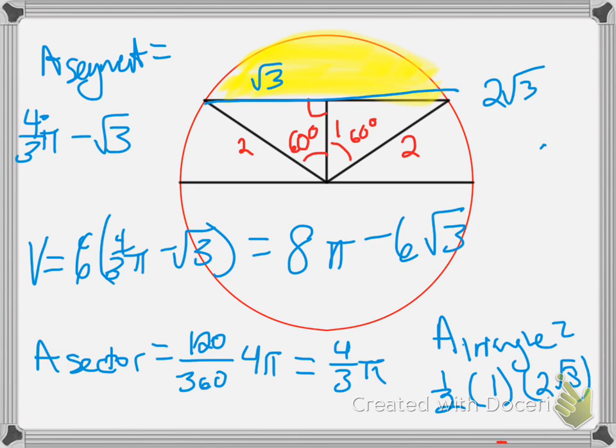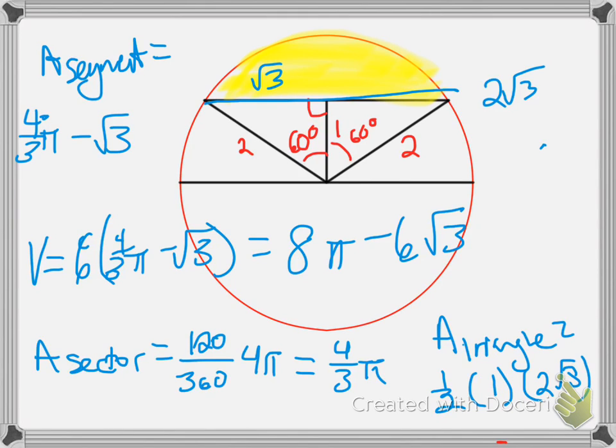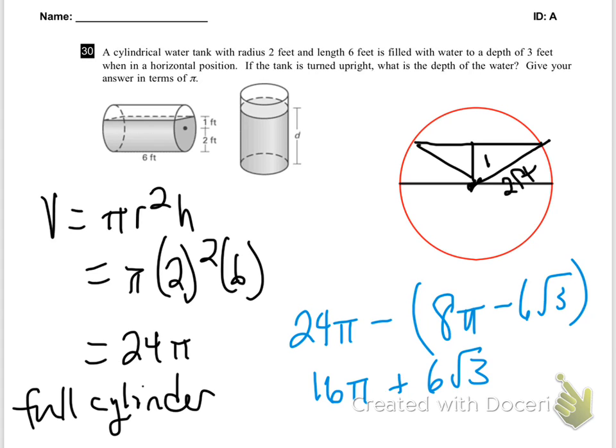So then the volume of the water is going to be 24 pi minus (8 pi minus 6 root 3), which is the same as 16 pi plus 6 root 3. That is the volume of the water. All right, we are almost done. That was the hard part.